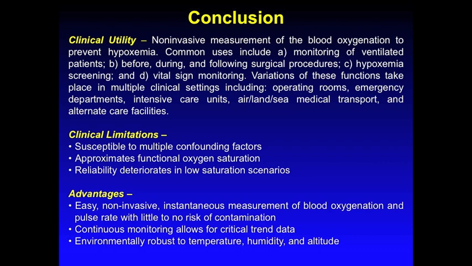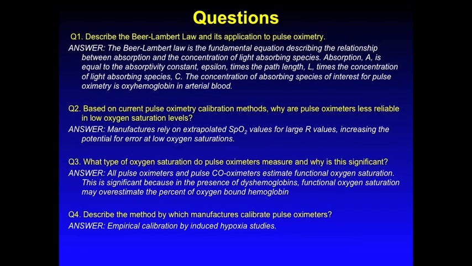The advantages of pulse oximetry are numerous, most notably the easy, non-invasive, instantaneous measurement of blood oxygenation and pulse rate with little to no risk of contamination. Pulse oximetry's continuous monitoring allows for critical trend data, and its environmental robustness to temperature, humidity, and altitude lend itself to multiple clinical settings. Test the retention of information provided in this lecture by going through the following questions.